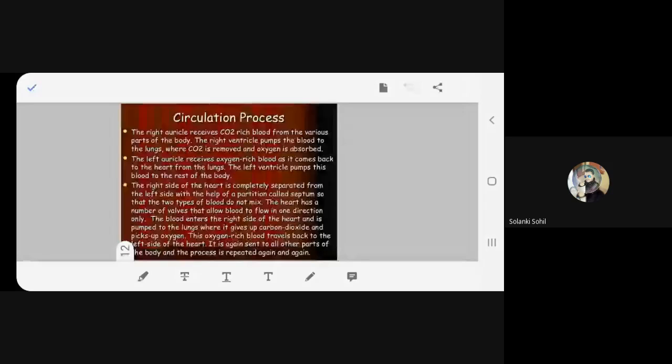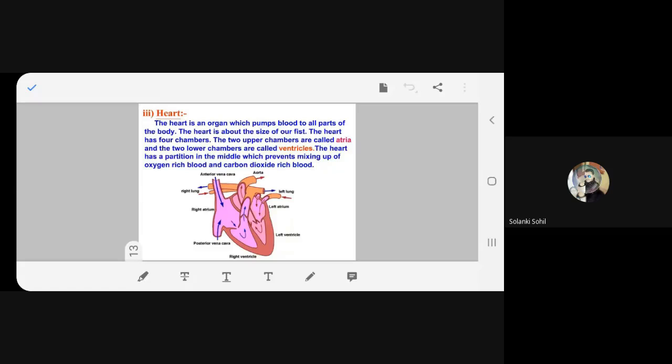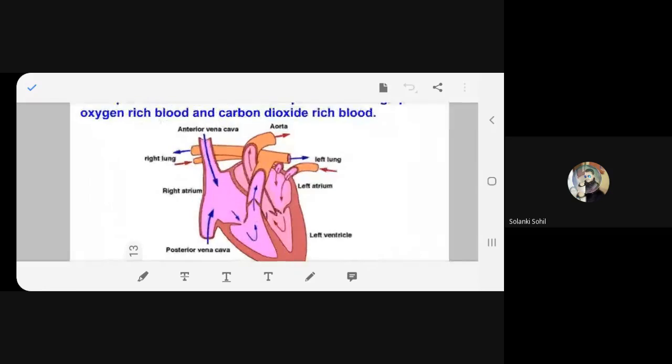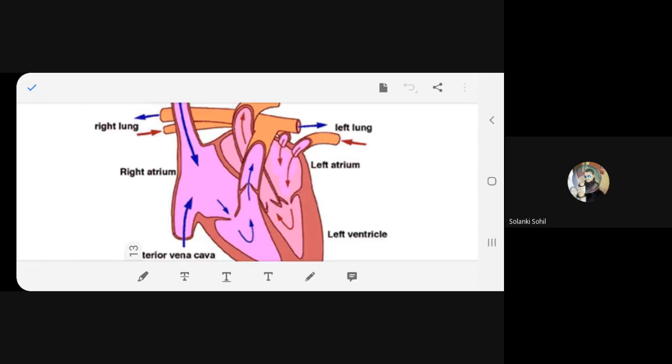So the right auricle receives carbon dioxide rich blood. See this portion. This has carbon dioxide rich blood. Can you observe this? The one in blue. The one in blue is the carbon dioxide rich blood.